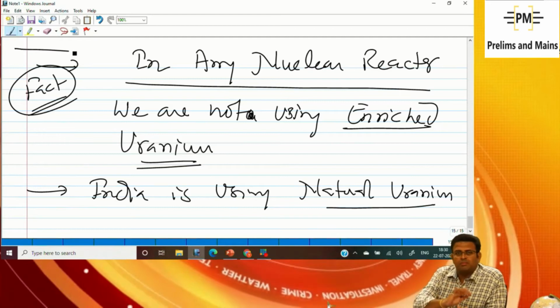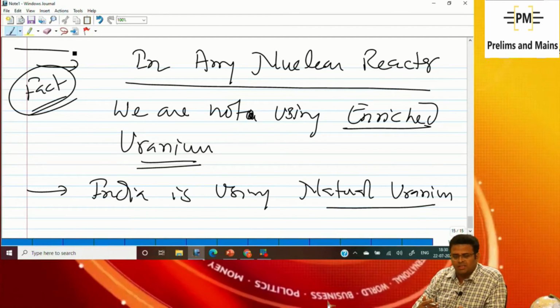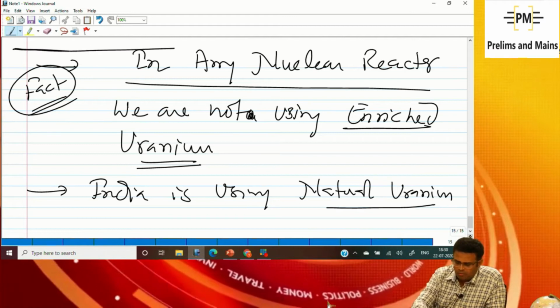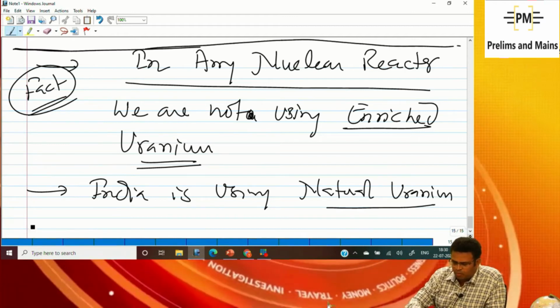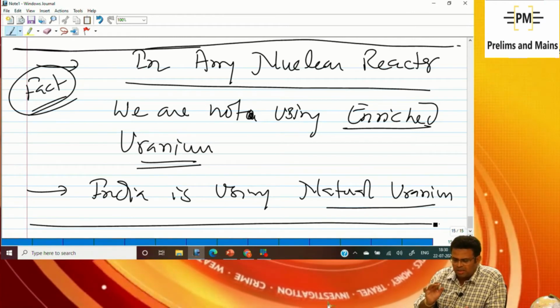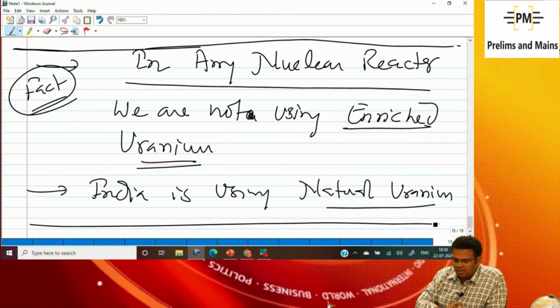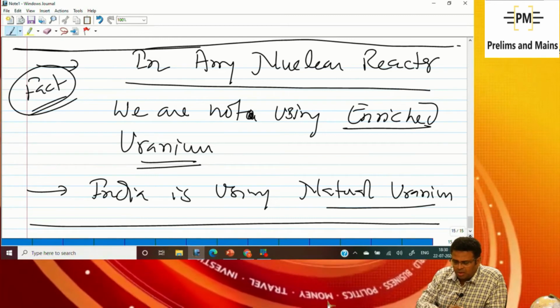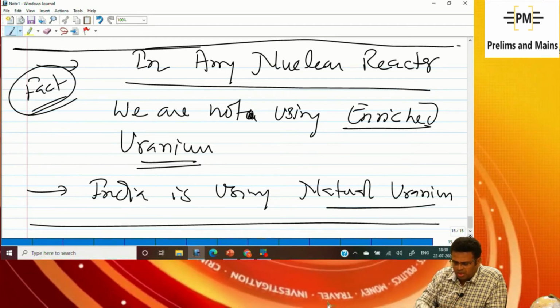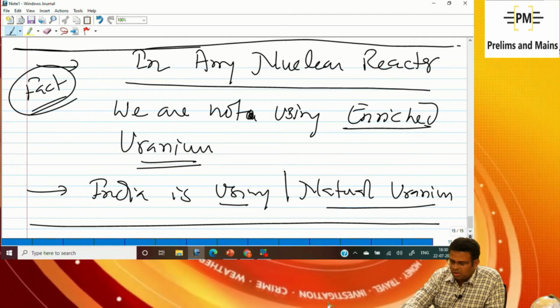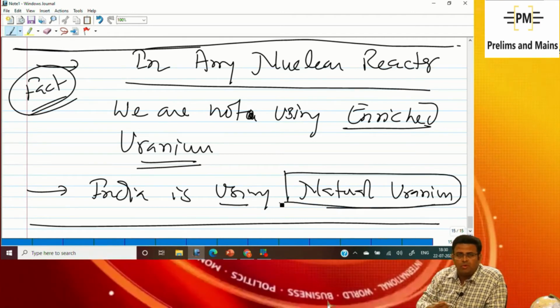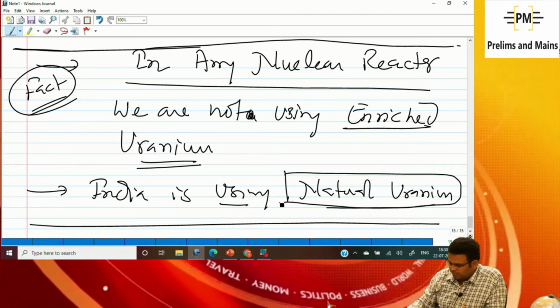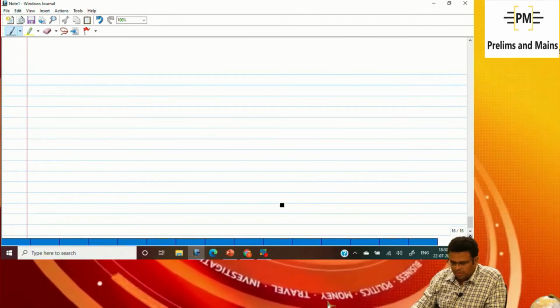We have finished with the thermal reactor and breeder reactor. We are coming to the next step. This one point I want you to understand: in any nuclear reactor of India, we are not using enriched uranium. India is using natural uranium, and you know what natural uranium is. Clear?